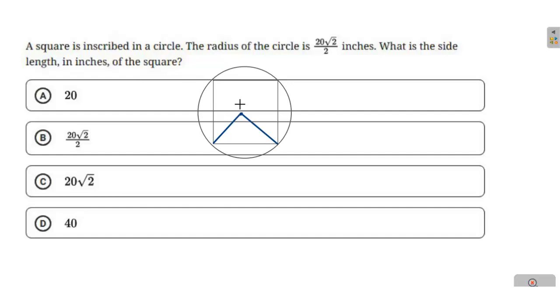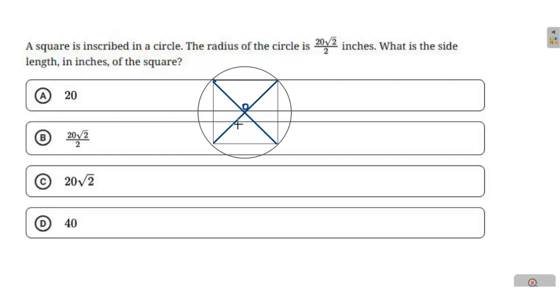To get the side length of the square, we may need to extend the radius to form a full diameter. Pardon me, let me regenerate the radius. I think it will make more sense if I use the diagonal of the square. We can determine this to be the center of the circle, so I can say this is O. From here to here is 20 root 2, and from here to here is another 20 root 2, which makes a full diameter.